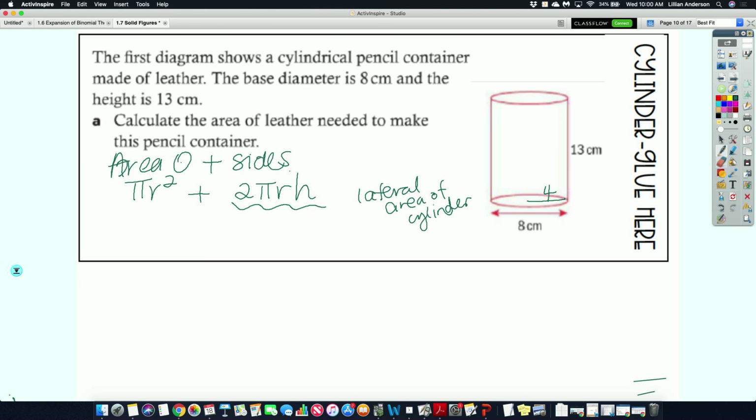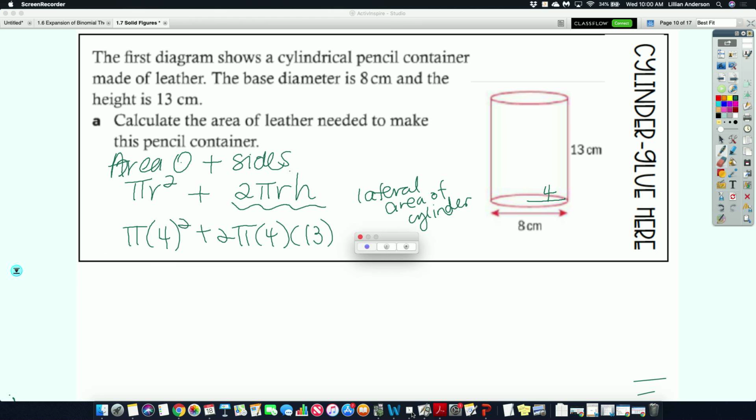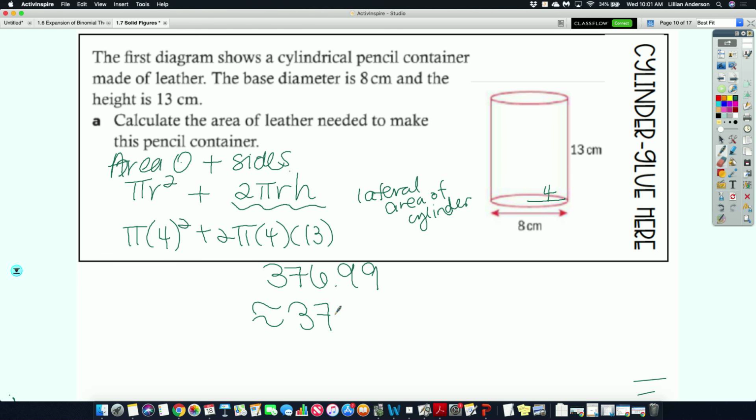What's the radius of the circle? 4. And then the height is 13. And plug it in. What did we get for our answer? 376.99, which rounds up to 377 centimeters squared.